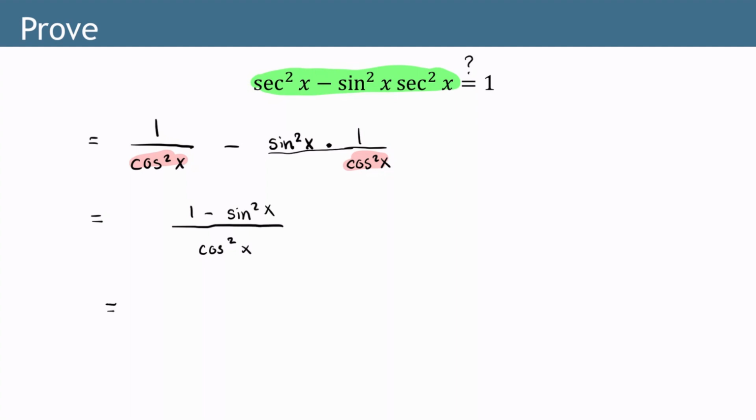Well, hey, I know that 1 minus sine squared is really just cosine squared. And cosine squared over cosine squared is 1. Ta-da! So I've just proven this identity. If I see that thing on the left, I could just swap it out with 1. Okay? All right, so that's nice.